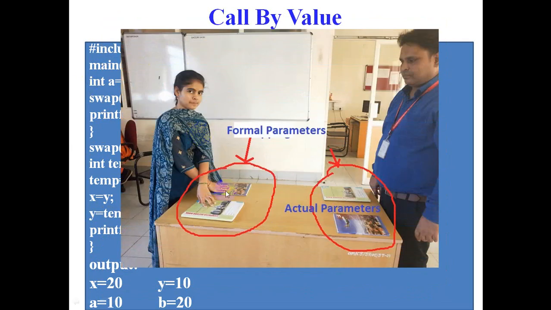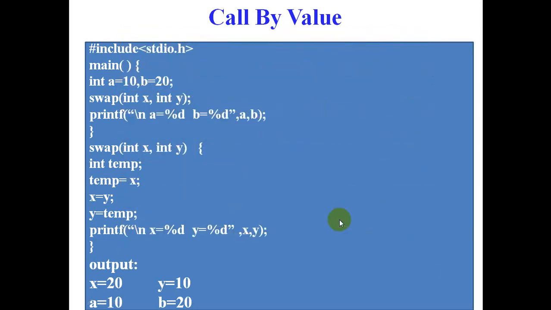The swap function will just swap the data. Swap is nothing but exchange. So the swap function is going to swap the data, that is, here the formal parameters, which we call x and y. This is a and b and this is x and y. These formal parameters, after swapping, are not going to make any changes to the actual parameters. So this is call by value.